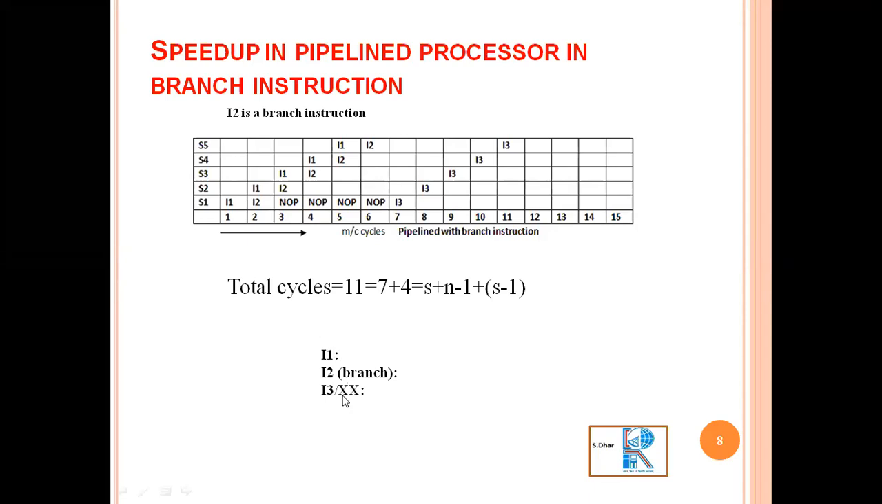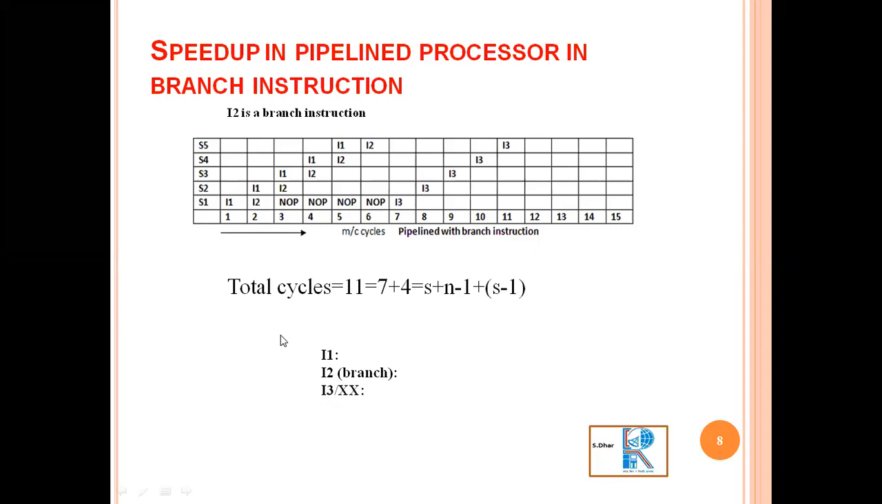Suppose here are I1, I2, I3. I2 is a branch instruction. Branch means there is a condition or some loop. So if the condition is satisfied, we will go to the address XX. XX may be any address, that means the instruction written at the address XX. Otherwise, we go to the address of the instruction I3. So we may go to I3 or we may go to XX.